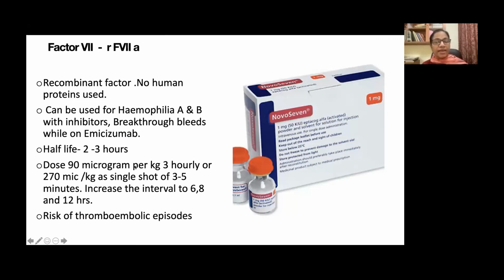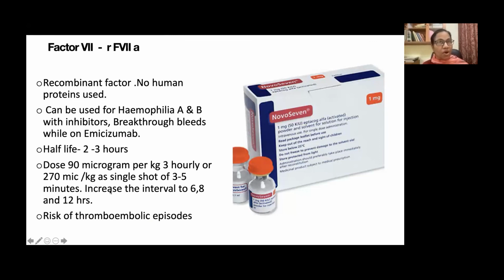The dosage is 90 microgram per kg 3 hourly or 270 microgram per kg as a single shot. That is also recommended in severe mucosal bleed or severe bleed. We can try this dosage, but if the patient is having persistent symptoms, you have to give further doses and increase the interval to 6, 8, and 12 hours. Ideally, you should give 3 hourly. And if the patient is responding, you can try with 6, 8, and 12 hours.